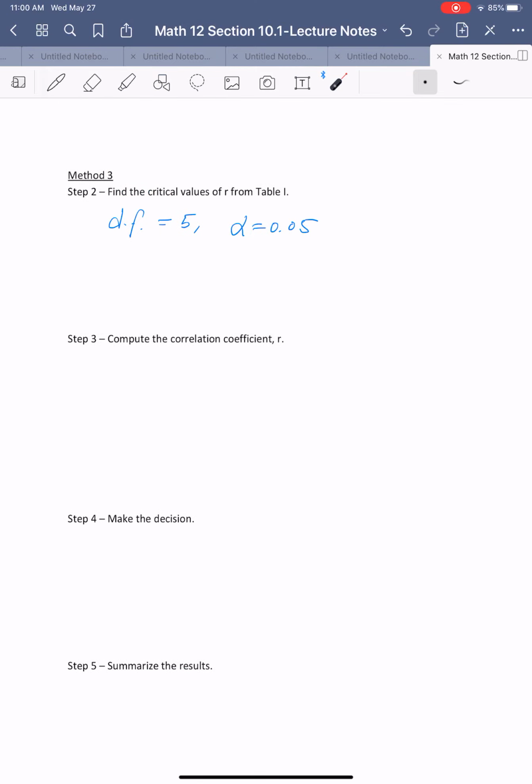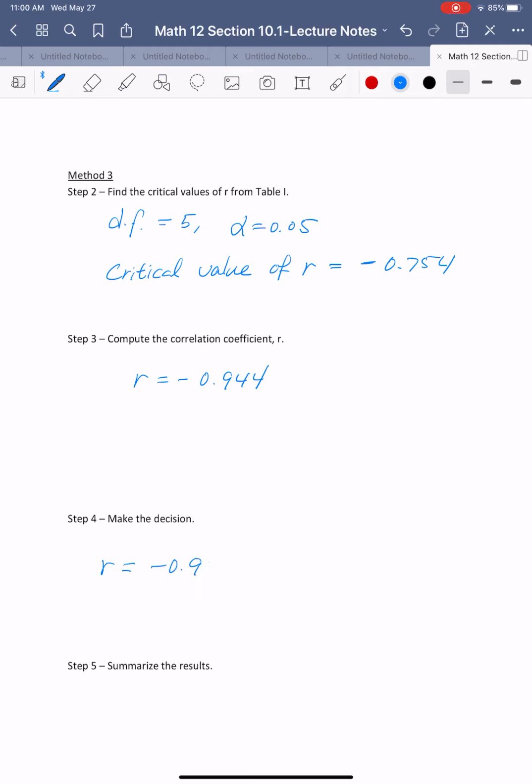All right, this time this is a negative relationship, so I have to say the critical value of R is 0.754, but I have to put the negative. R was negative 0.944, and then compare. So R is negative 0.944. Is that less than negative 0.754, which is the critical value?